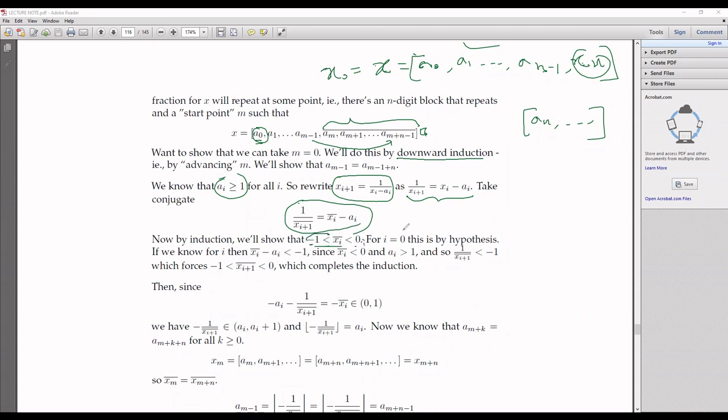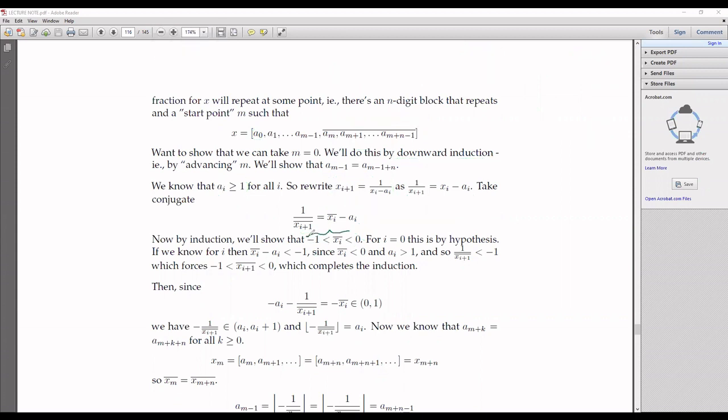I mean, this relation. Now, the thing is, is this true for every i? We don't know that. We are going to prove that using induction. Now, as I already said, i equals 0 is the base case, and this is exactly the criteria given in the hypothesis. So the base case is already satisfied. Now, let's assume it's true for i. We are going to prove it for i plus 1.